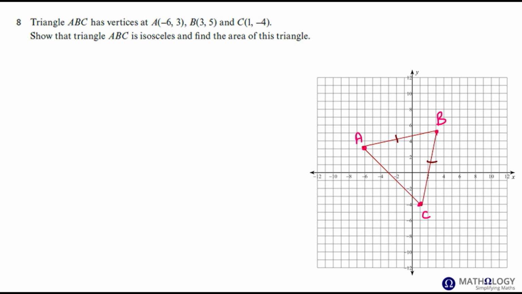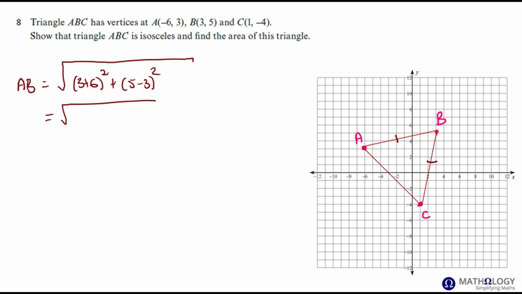So the fact that I've drawn this pretty accurately, we are going to find the length of AB and the length of BC. So AB will be the square root of 3 plus 6 all squared plus 5 minus 3 all squared. That's the square root of 9 squared is 81 plus 2 squared is 4. So AB equals the square root of 85. We don't have to put this in simplest form because all we're trying to do is find the length of two sides of the triangle and show that they're equal.